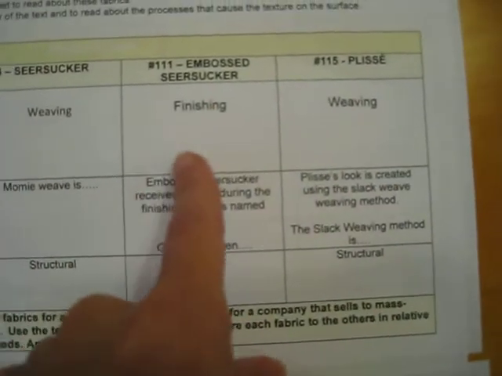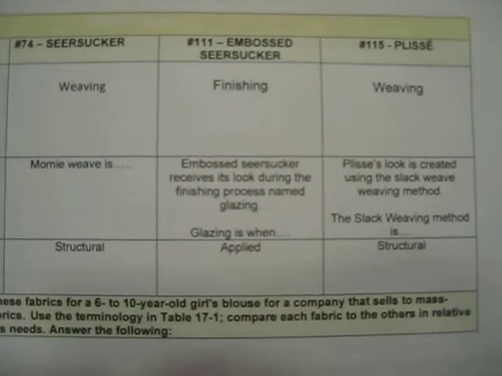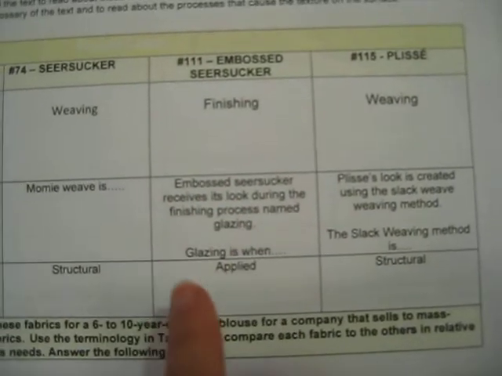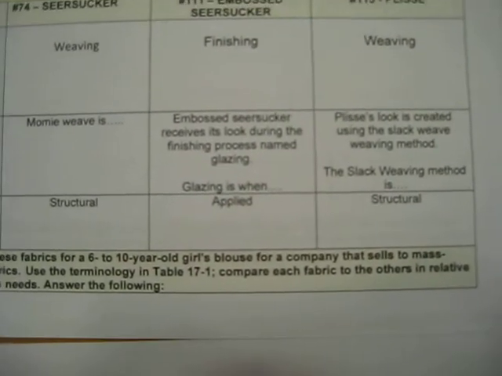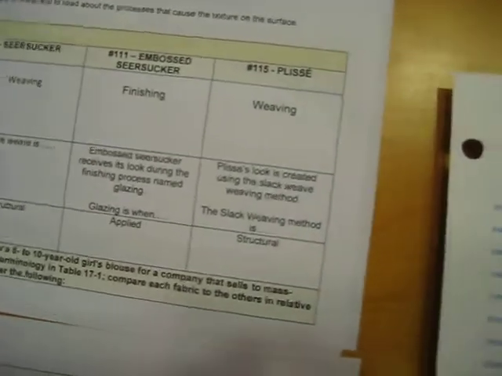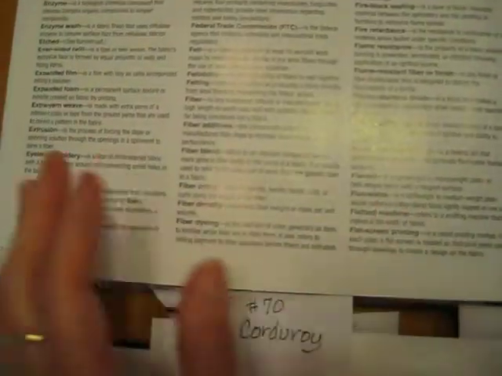Let's say that for embossed seersucker, you find out that it's a finish, and that the embossed seersucker receives its look during glazing. Well, what is glazing? So look in your index, and see if you can find glazing, and tell me what it is. So you can look all through your index. You won't be able to read it here. And what is glazing? So right here it tells you it is a flattening of the cross section of the heat sensitive fibers or yarns resulting from exposure to high temperatures.